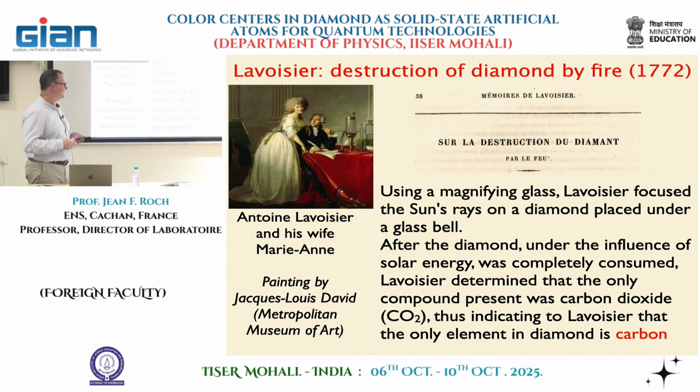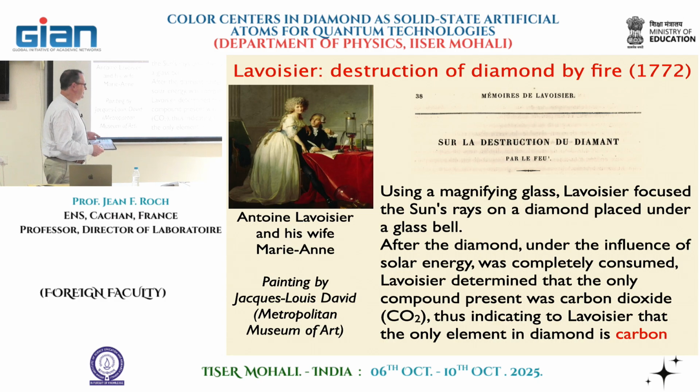So you have all the scientific work on that. And there is one work about the destruction of diamond by fire. The story is told that, using a magnifying glass, Lavoisier focused the sun's rays on a diamond placed under a glass bell. Using the influence of solar energy, the diamond gets completely consumed, and then using the residual gas that was released by the fire, he could show that this gas was carbon dioxide.